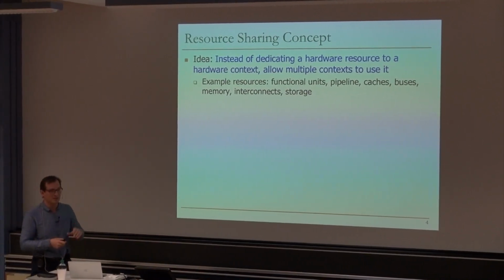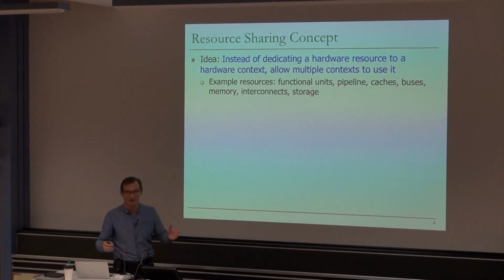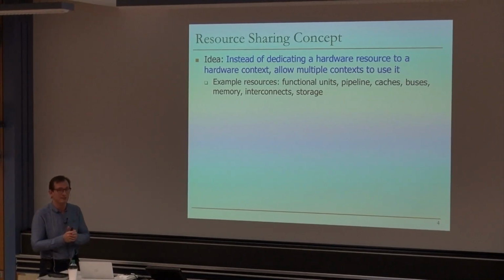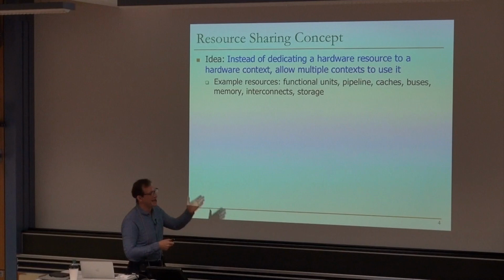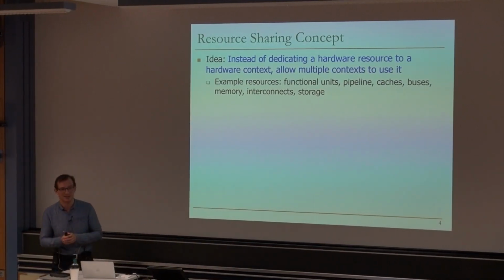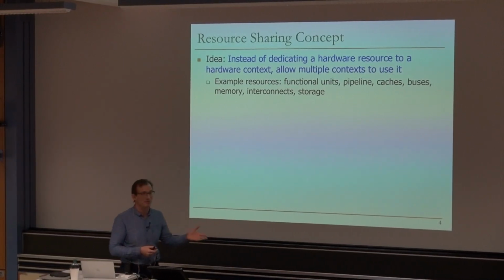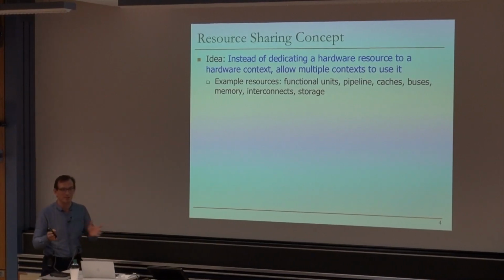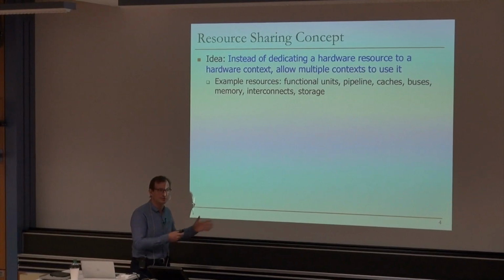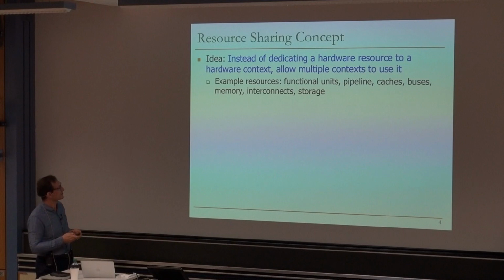And there are many example resources. You could share functional units in a multi-thread engine. You could share the pipeline if you have multiple hardware contexts running on the pipeline with simultaneous multi-threading, for example. You could share the caches. You could share the buses. You could share the memory, interconnect, storage. And these hardware contexts can be running different threads belonging to the same application or different applications. We're going to look at different applications and the issues that arise because of that a lot, but we're also going to talk about the same application, different threads from the same application sharing these resources.